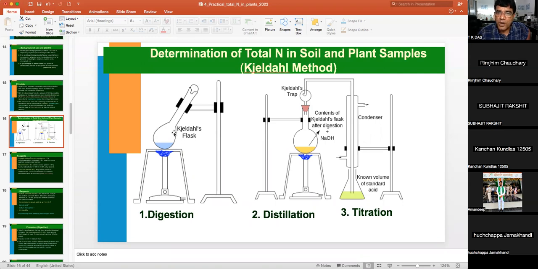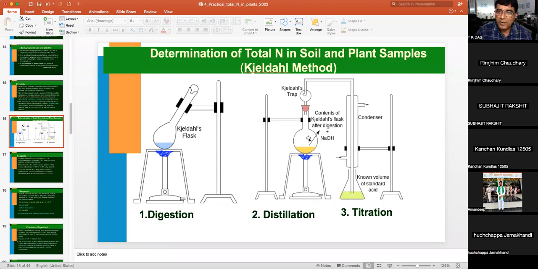Once it is cooled down, we can take it to the distillation unit. This is also a Kjeldahl flask, though you can see the shape is a bit different. For distillation, a number of options are available. Some are locally made distillation assemblies where you can do 5, 6, or 8 samples at a time, and there are certain assemblies with the option of 1 sample.